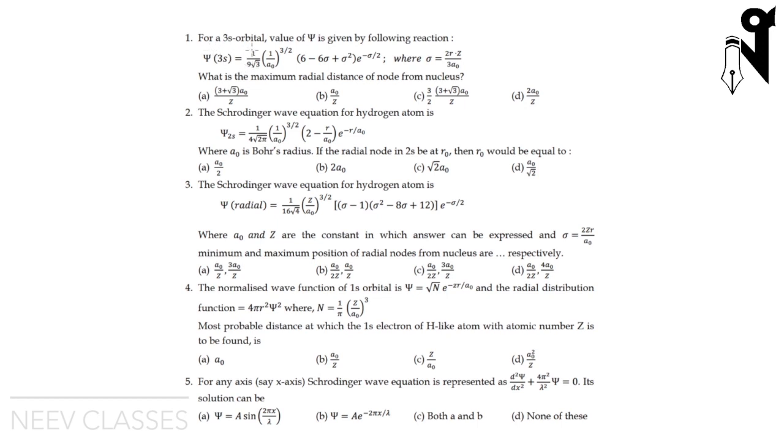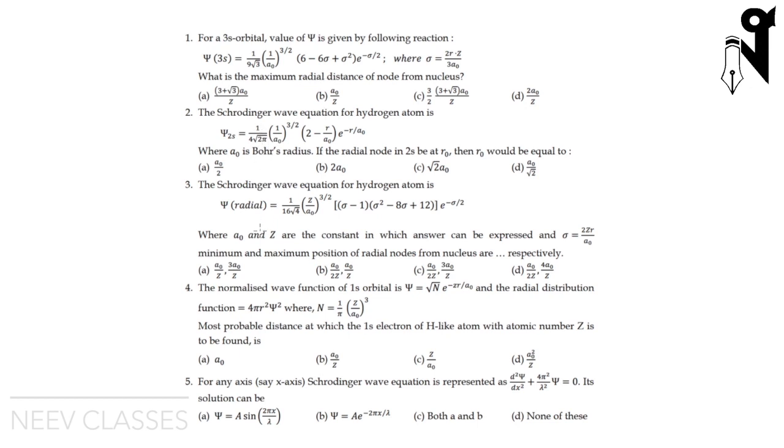For a 3s orbital, your psi function is given for 3s. For 3s, how many humps does it have? 2 humps. So it is rightly coming as a quadratic over here. We have already seen the function listed earlier, so they have given the right function. What is the maximum radial distance of a node from the nucleus? So they are asking you to find the nodes and the outer node. So how to find the node? I guess you know it.